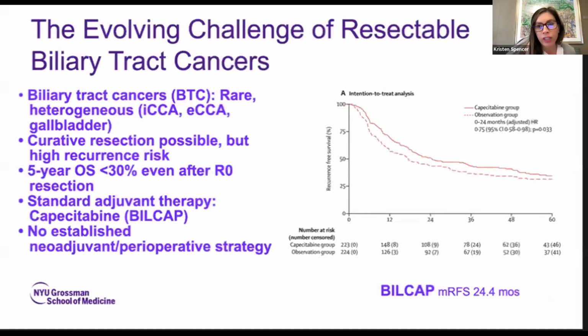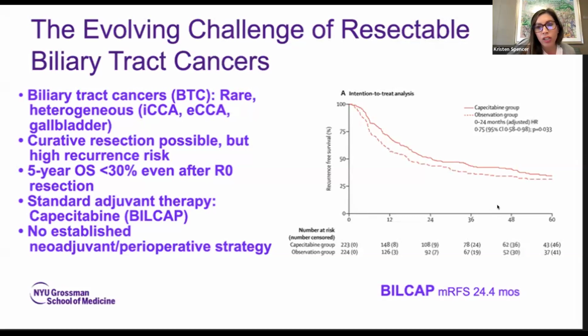So as you all know, biliary tract cancers are a rare and really heterogeneous group of malignancies. Right now, they include intrahepatic cholangiocarcinoma, extrahepatic cholangiocarcinoma, and gallbladder cancer, with ampullary cancers most recently being separated out and considered a completely distinct entity. What they all share is that while surgical resection and sometimes, as you've just heard, transplant remain the only potentially curative options we have available, the risk of recurrence still remains quite high, and the 5-year overall survival is still under 30%, and that includes even patients who've had R0 resections.